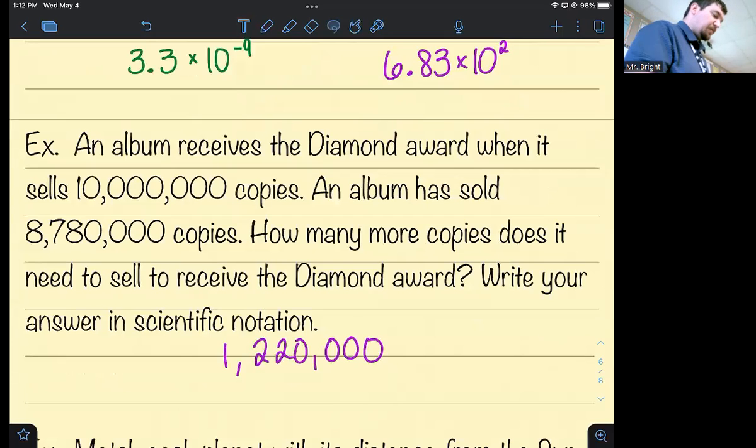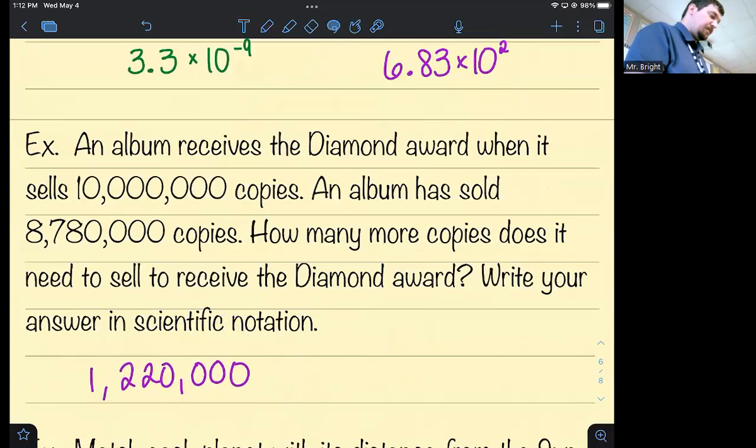Okay, and then we'd have to write that in scientific notation. Lucy, you want to give that a shot? Where would I put my decimal point? After the 1, so we'll write this as 1.22. Don't write the extra zeros. That defeats the whole purpose of shortening the number.